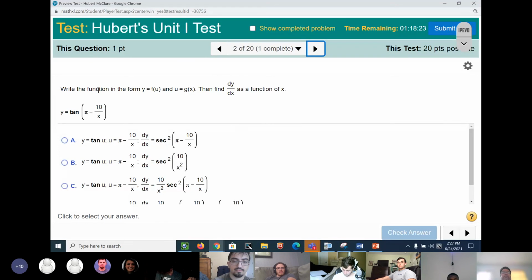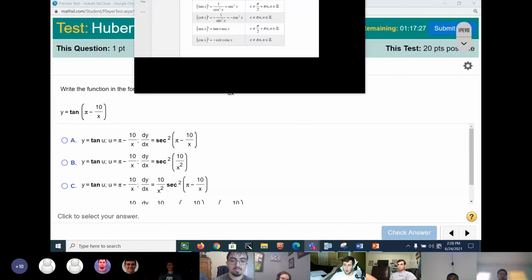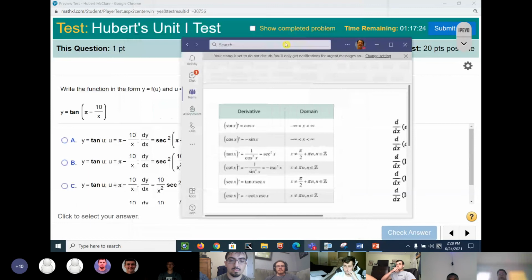Okay, write the function in the form f of u is equal to g of x, then find dy dx. Okay, this is tangent of pi minus 10 over x. Well, I'm just going to do the derivative. And we're going to pull up our handy dandy trig derivative properties. I'm just showing you, there's the file that I'm pulling up right there.